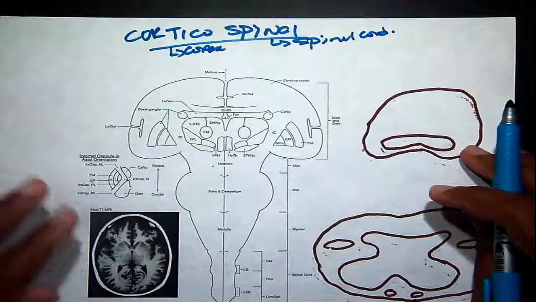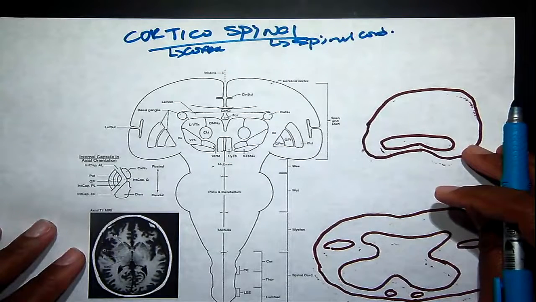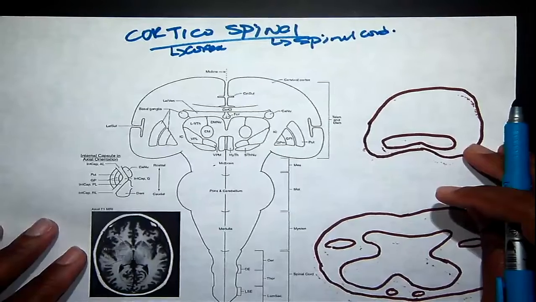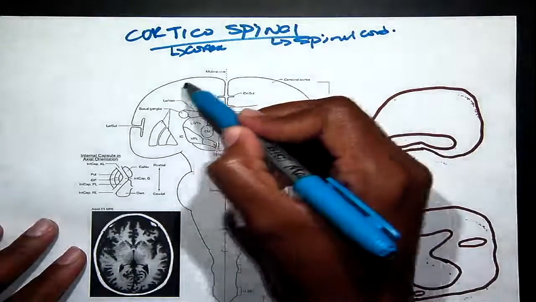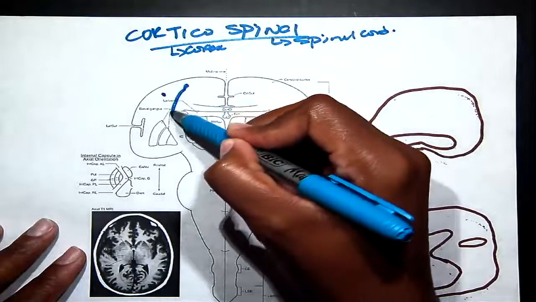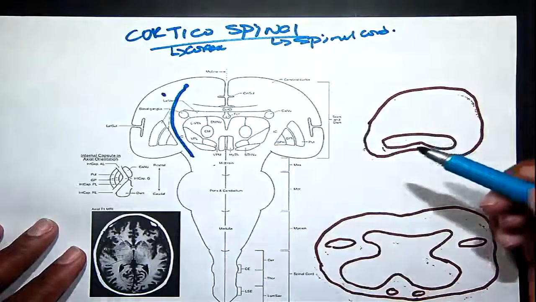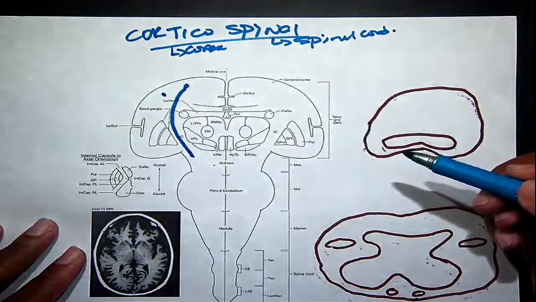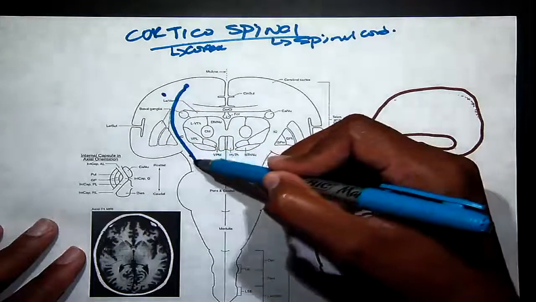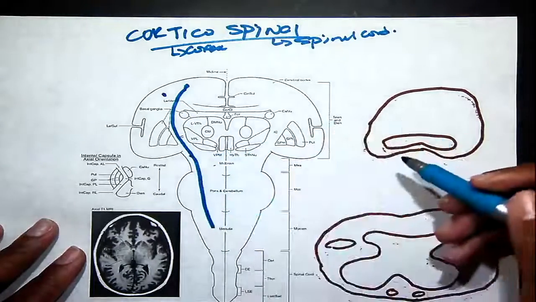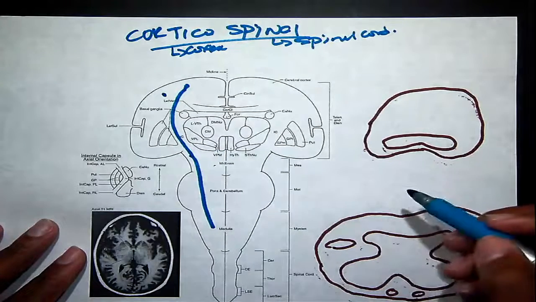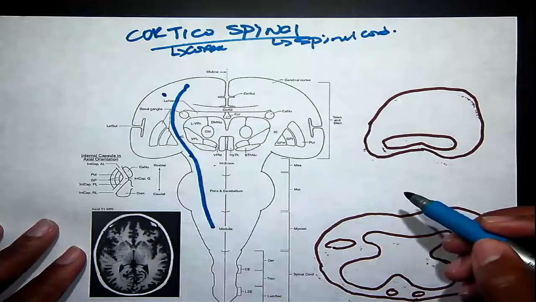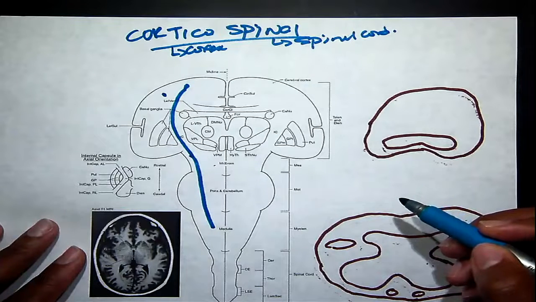The tract is responsible for motor function to the limb and trunks. The tract begins as an upper motor neuron in the motor cortex of the brain, or as we like to call it, the precentral gyrus, and descends to the midbrain, pons, and medulla. In the medulla, about 90% of the fibers cross over or decussate in the lower medulla, or the medullary pyramids.